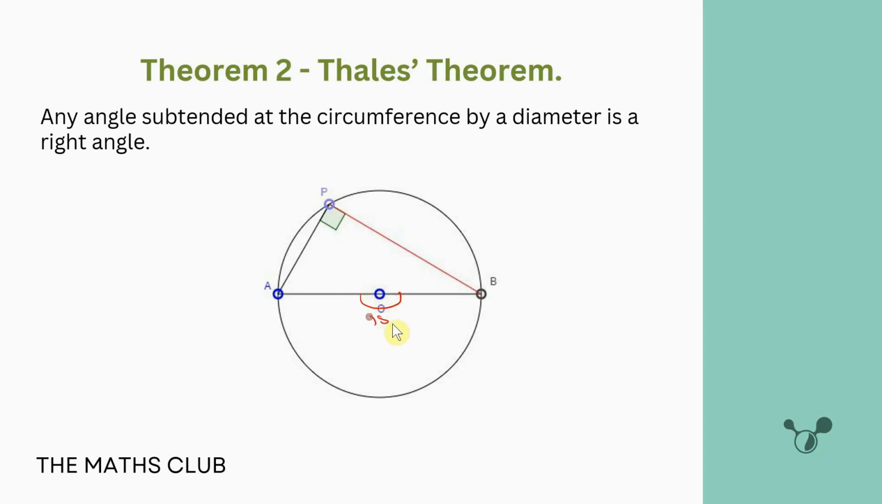Great, 180 degrees, because it's a straight line. So the angle at the circumference will be half of it, which will be 180 divided by 2, which is 90 degrees. Great. So it's just an extension of theorem 1.